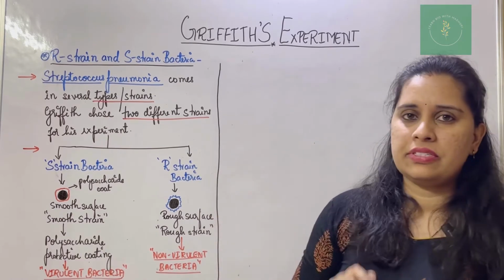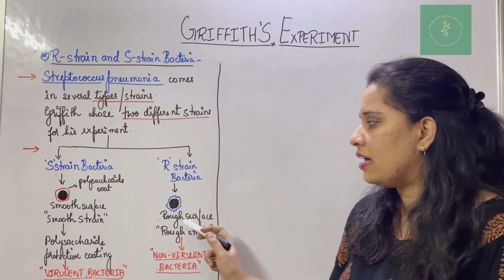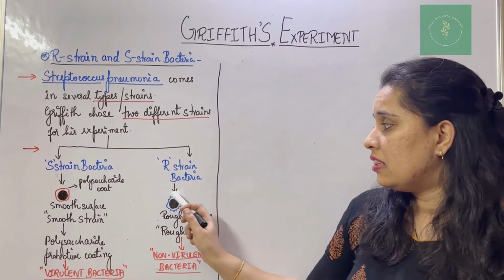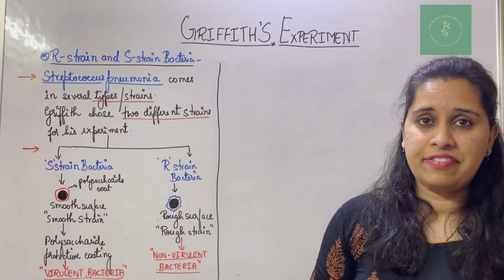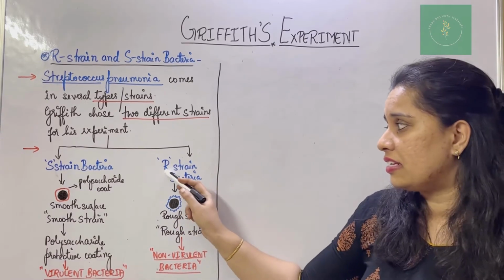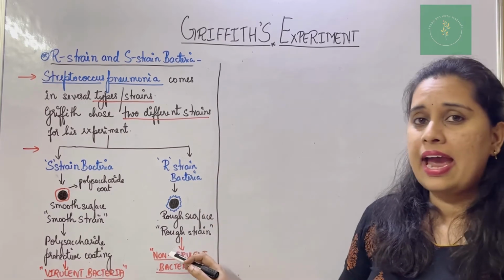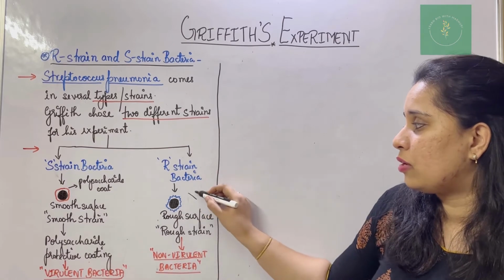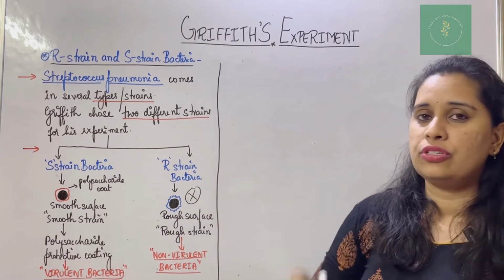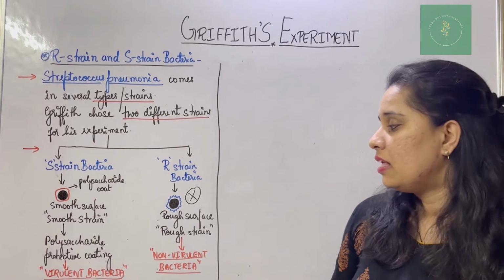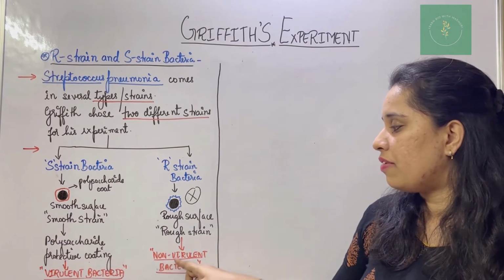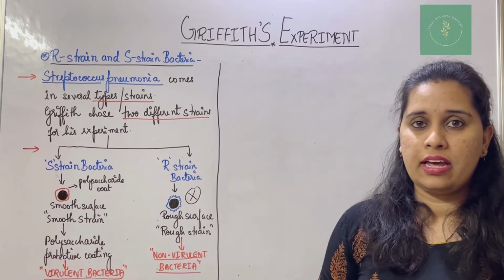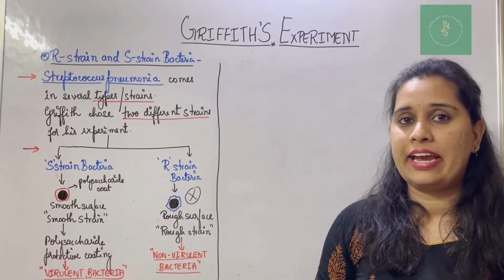The second type is R strain bacteria, which is called rough strain bacteria. This is because the outer covering was rough, it was not smooth. That is why it's called rough strain bacteria. And since there was absence of a polysaccharide coat, that is why they are called non-virulent bacteria or non-pathogenic bacteria, which could not cause any kind of diseases.